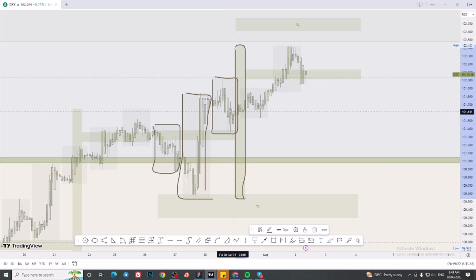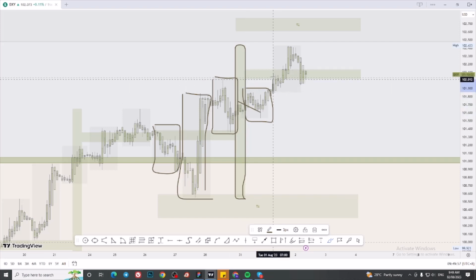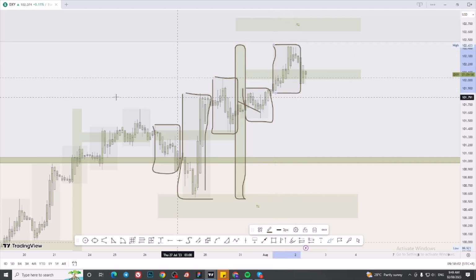So what happened here? The market created a consolidation on that level, and then here the market created a consolidation level in here, and then created this new box passing by on the right hand. So right now, yesterday the market created this box.